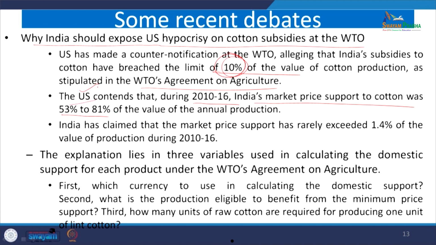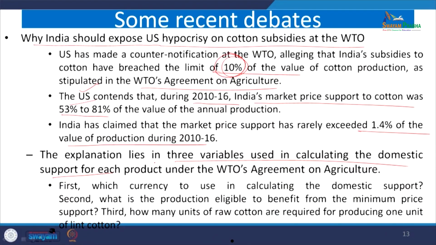Whereas India claimed, in contrast to that, that the market price support exceeded only 1.4% of the value of production during the same period. So, 1.4% is against the complaint made. Now, the explanation also lies in three variables used in calculating the domestic support. Why are these confusions there?